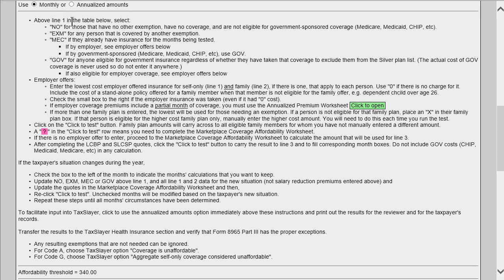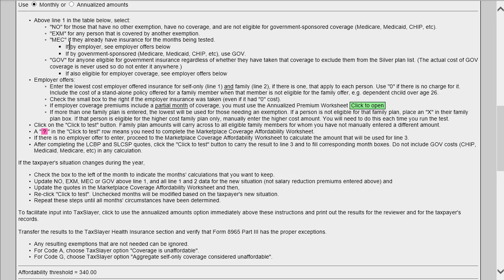So back up here in the instructions, and you need to read these fairly carefully. The first line, we have several options. Choose no for anybody that has no other exemptions, they have no coverage, and they're not eligible for government sponsored coverage. In other words, they are not insured, period, and not eligible to be by the government. Use EXM for any person that's covered by another exemption. Use MEC if they already have insurance for the month being tested. In other words, minimal essential coverage.